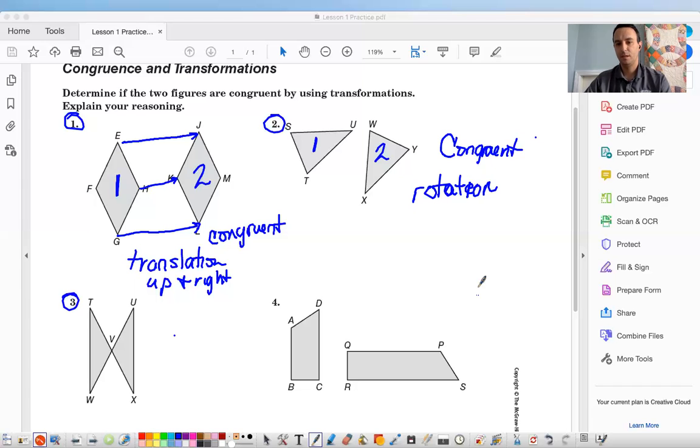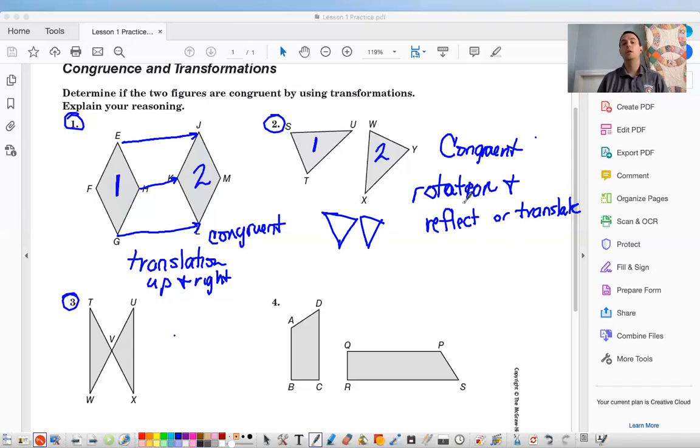Okay. So it's a rotation, and what else would I have to do? If I rotated it, now I'd have 2 shapes that go the same direction. And then I could reflect or translate. Either way would work. So again, multiple ways. You're going to have to rotate somewhere, but you can either reflect or translate. Either one of those would be considered correct.